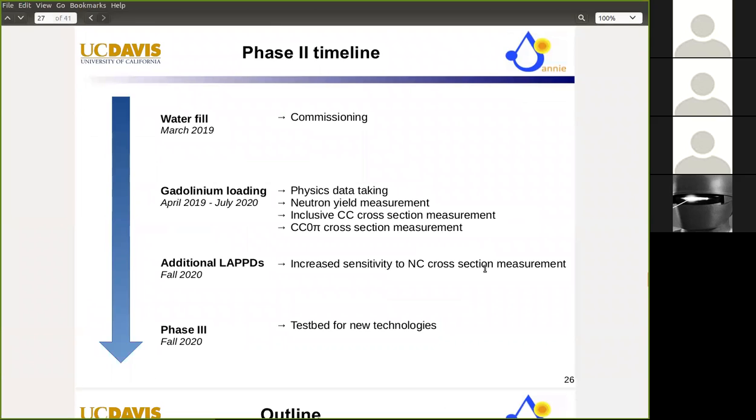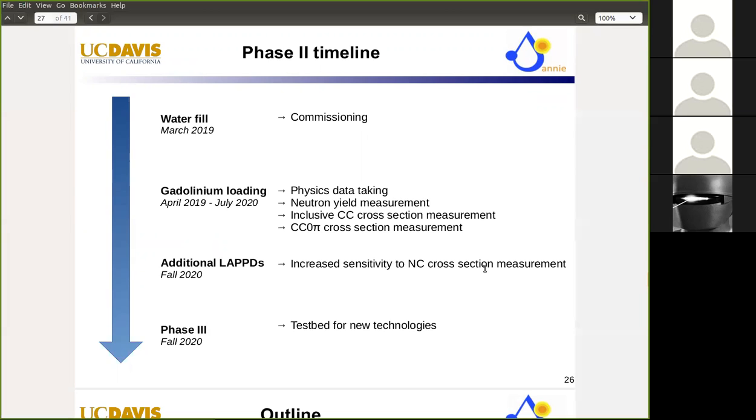So I want to finish on phase 1 by giving you a quick timeline of phase 1. First of all, we plan on filling the detector with pure water in March 2019, so very soon. After this, we'll have a commissioning phase that will last until we actually load the detector with gadolinium and take data with this gadolinium-loaded water from April of next year until July in 2 years.